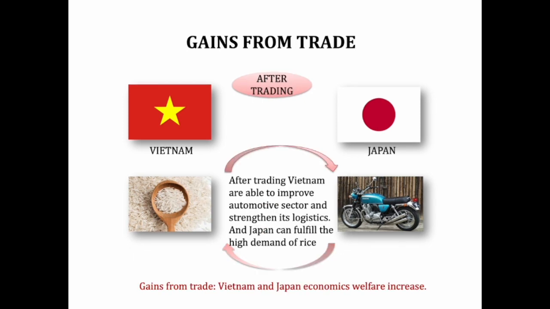And after the trading process, Vietnam is able to improve its automotive sector and strengthen its logistics, and Japan can fulfill the high demand of rice. Because of this, Vietnam and Japan's economic welfare will increase, and this is called gains from trade. So why can Japan and Vietnam's economic welfare increase?